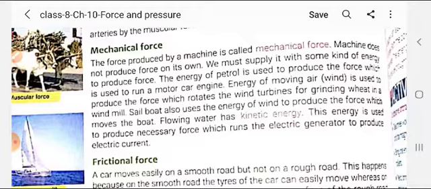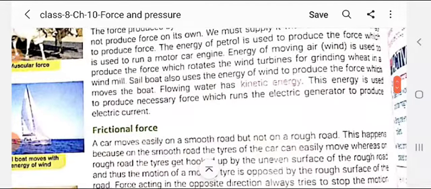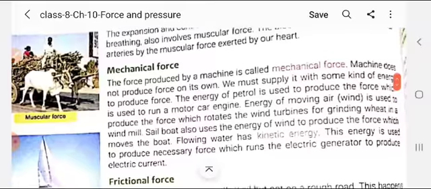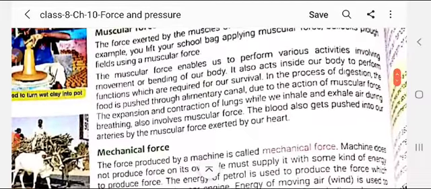Flowing water has kinetic energy, which is used to produce the necessary force that runs the electric generator. The water falling from a great height has huge energy, and this huge energy is used to generate electric current. So student, till now I have explained to you the muscular force and the mechanical force.